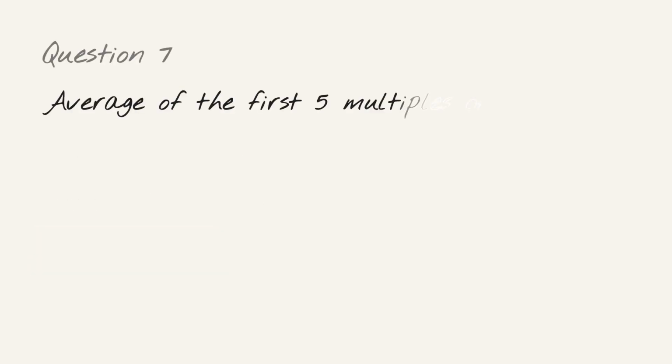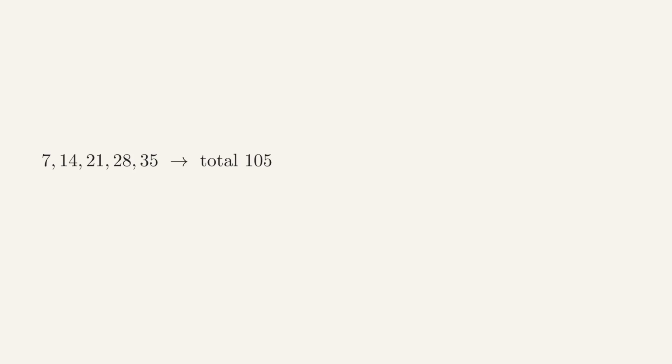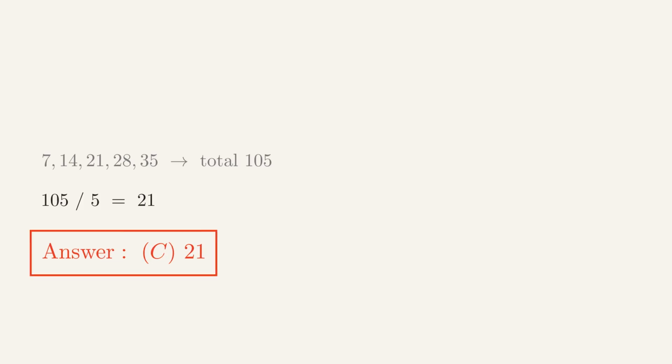The average of the first 5 multiples of 7. The multiples are 7, 14, 21, 28, 35. Total 105 over 5 is 21, which is the middle multiple. Multiples of 7 are evenly spaced, so once more it is the middle term. Recognizing arithmetic sequences removes the addition step.